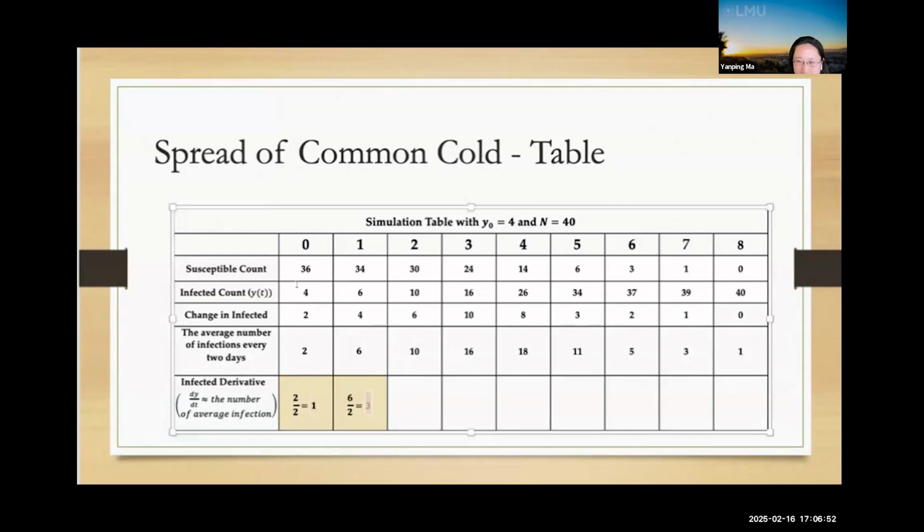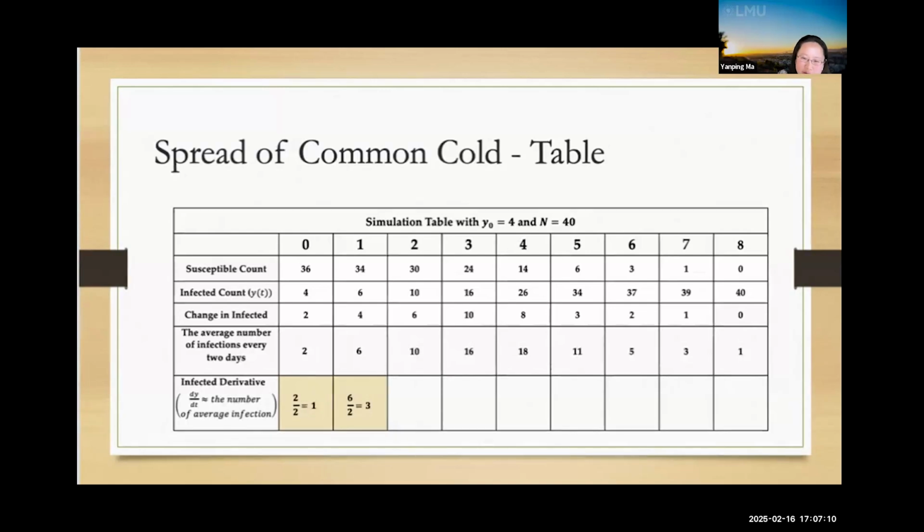We count how many students get infected in each group, and we count the change of infection, and we average out two tables adjacent to one another just to make our data a little bit more smooth. And then we record the rate of change in all the tables.